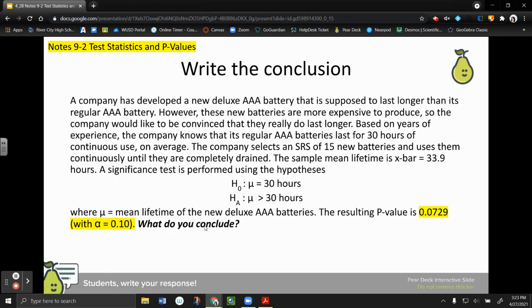So that conclusion in context, when we reject the null, we're going to say, since our p-value 0.0729 is less than alpha of 0.10, we reject our null hypothesis. We have statistically significant evidence that the mean lifetime of the new deluxe AAA batteries is greater than 30 hours.